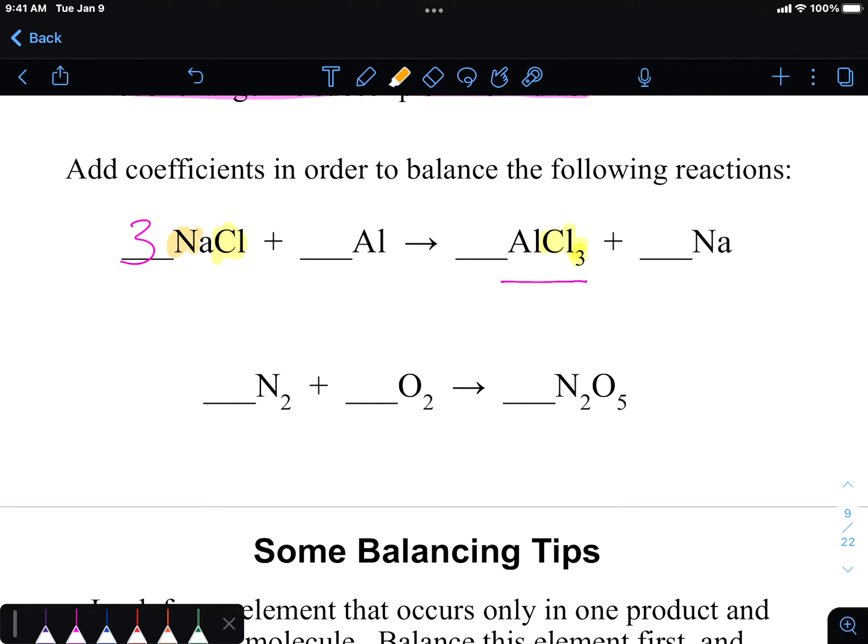Right? 3 sodiums. I'm sorry, I have 3 on the left side. I need to make sure there's 3 on both sides. So I come back to the right side, and I add a coefficient of 3 here. Now the number of sodium atoms is the same on both sides.